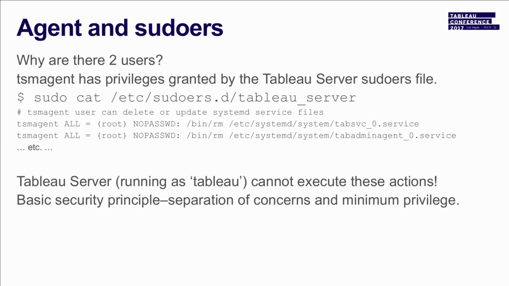It's mostly updating the systemd service definition files for our own processes. So we can remove and rewrite our own service definition files. You have to do that as root. So this is how the agent process can escalate. But again, it's a very fixed set, and you can just go look at the file, and you can audit what is Tableau asking for to run as root.